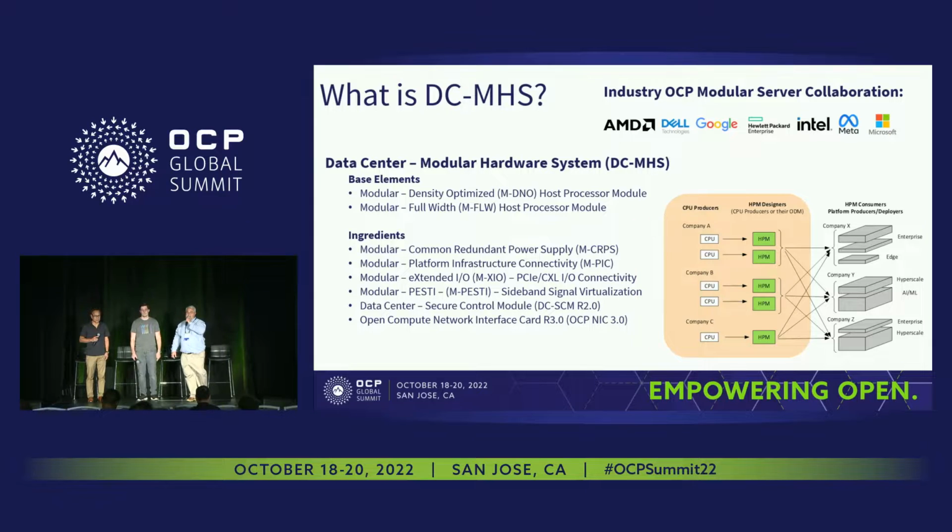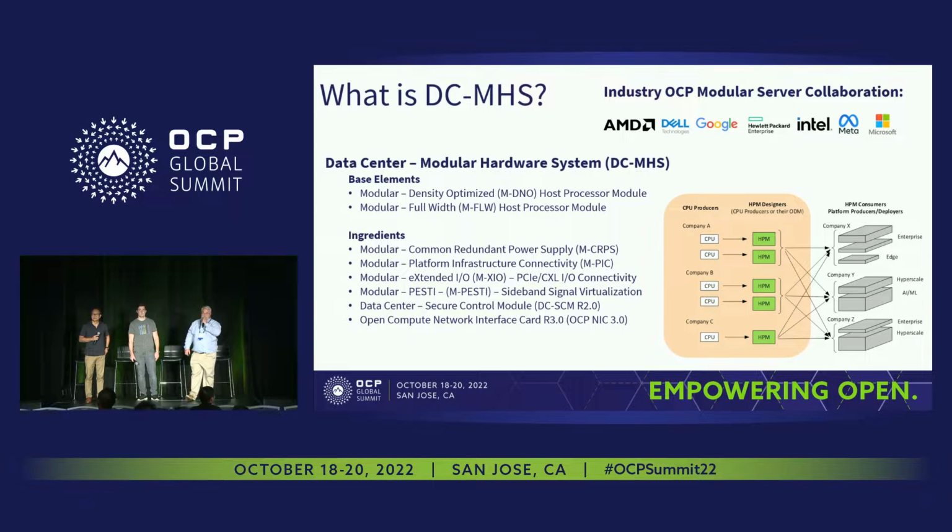So what is a DC-MHS? Well, it's the data center modular hardware system. It was an industry collaboration in the OCP between AMD and Intel, Dell and HPE. It was Meta, Microsoft, and Google.